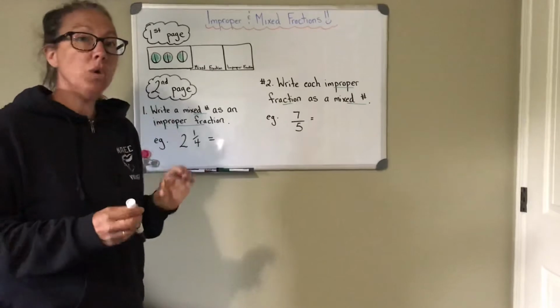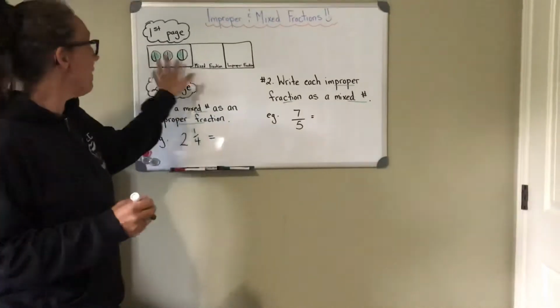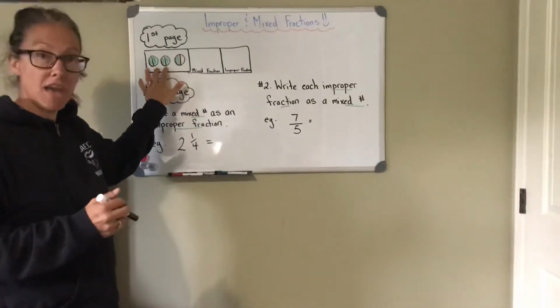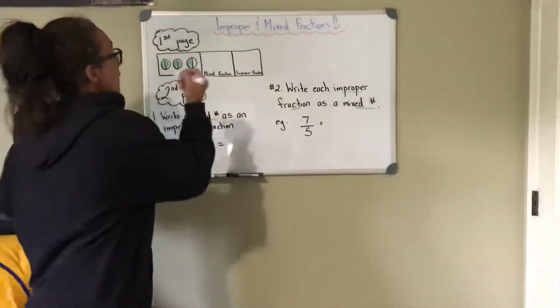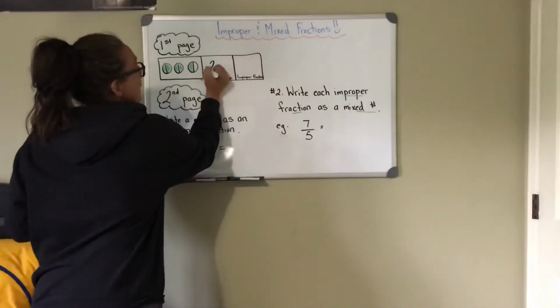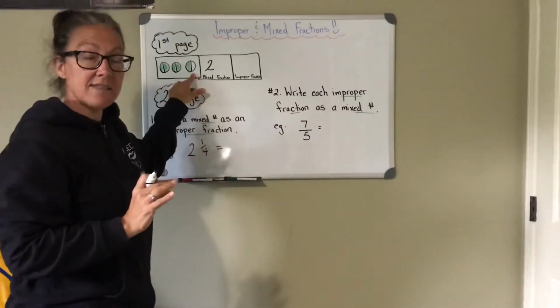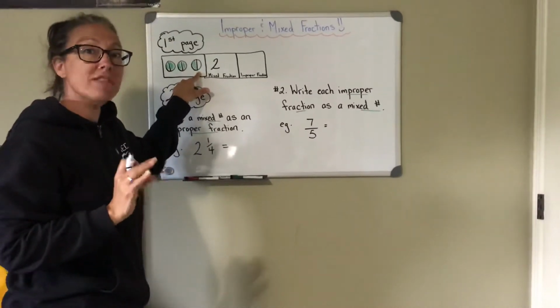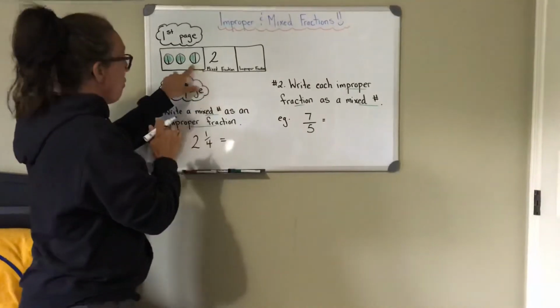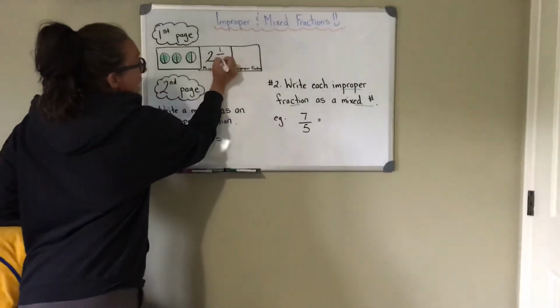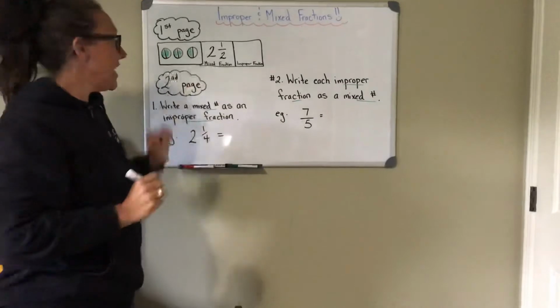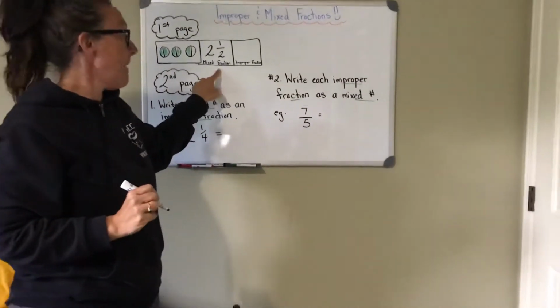many wholes there are. So if you have three circles, two of them are completely shaded in. So you have two wholes, and then the next one we don't have a whole circle shaded, so you have to tell me how many parts of that circle are shaded. So 1 out of 2 are shaded. So that's going to be your mixed fraction.